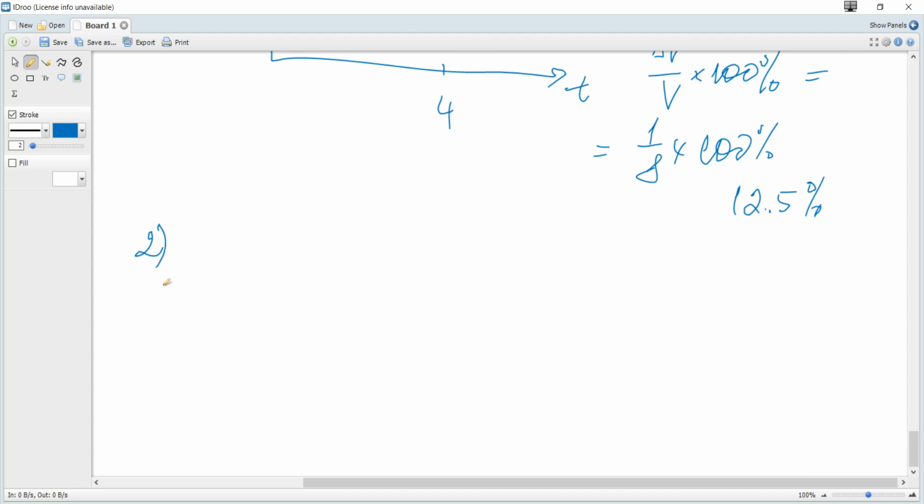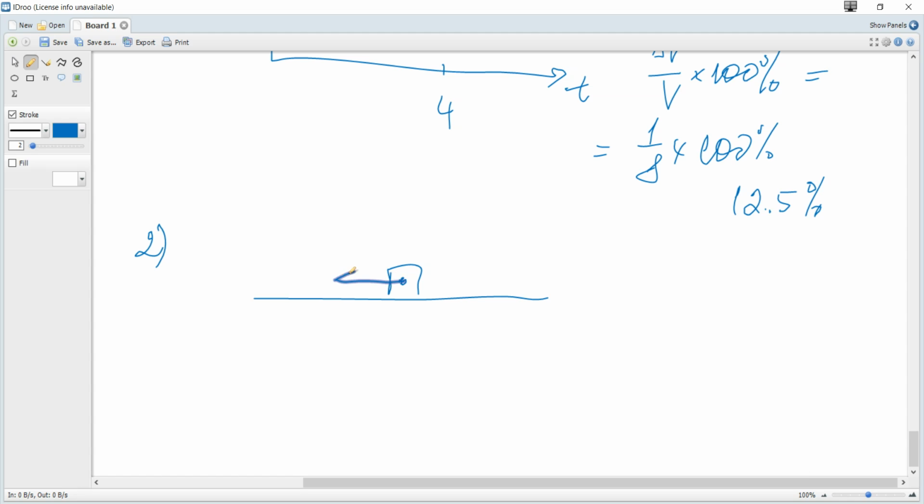The second question. A toy car of mass 2 kilograms is at rest on a horizontal surface. A force of 30 newtons is applied to the car. At time t is 0, frictional forces of 10 newtons act on the car throughout its motion. What is the speed of the car at 2 seconds?